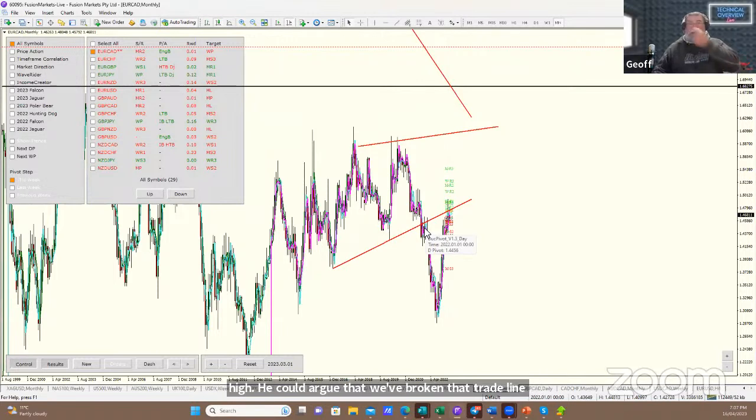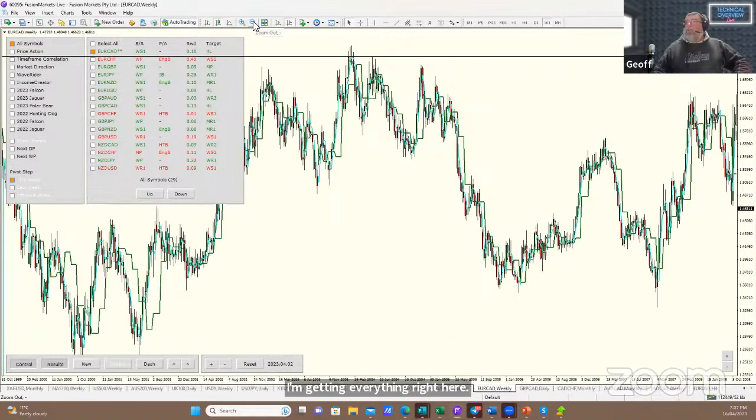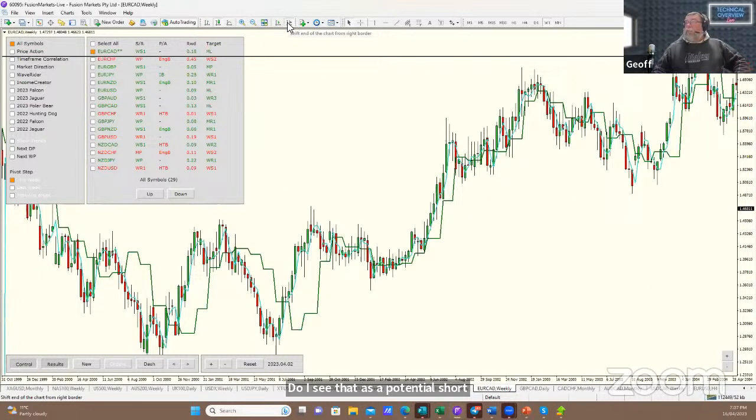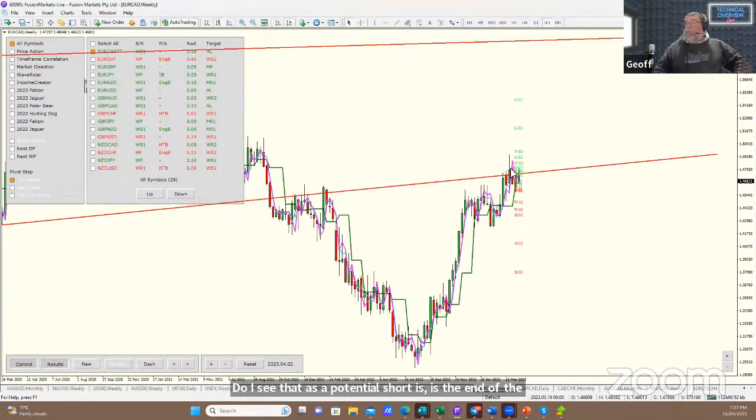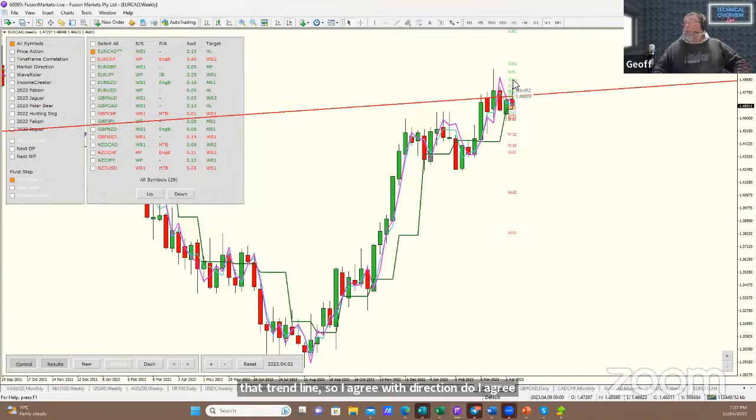So I go through all that process and make sure that I'm getting everything right here. Do I see that as a potential short, at the end of the day? That's what I'm looking for, because that's what the bar is telling me. And the answer for me, quite frankly, is yes, I do, because we are at a resistance level. We have retested that trend line. So I agree with the direction. Do I agree with the entry is the next point.